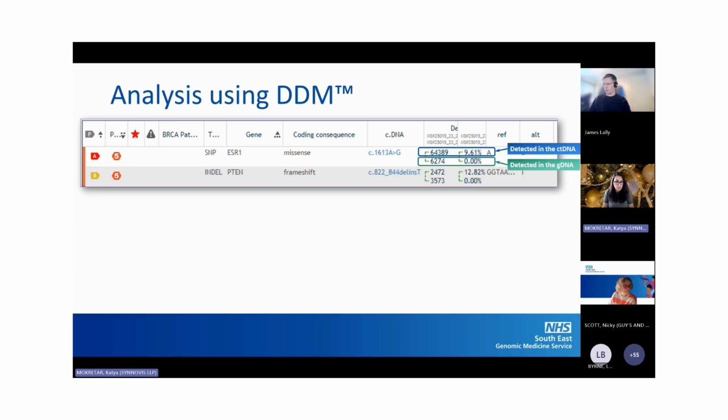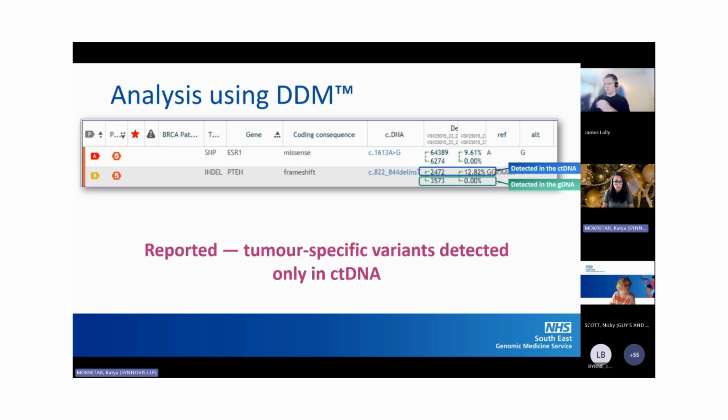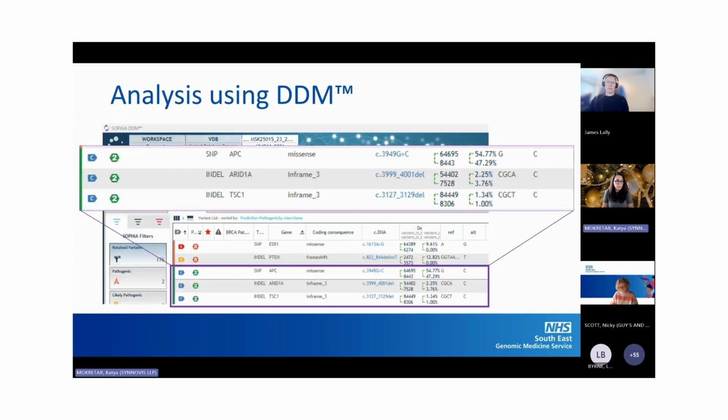And it's the same for this other variant in the PTEN gene, which has also been detected in the ctDNA, but not in the normal control. This means that this variant is specific for the tumor DNA, and it will be shown on the report.